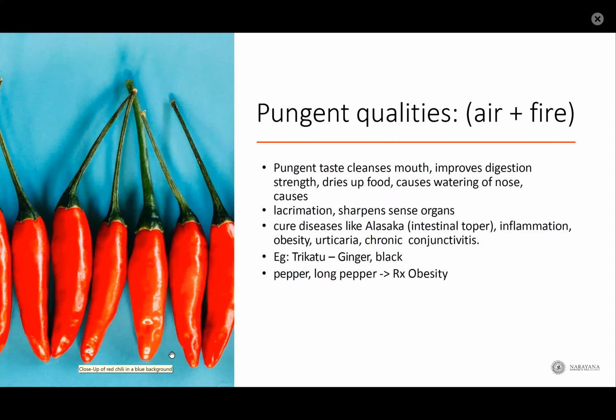Pungent qualities. I'm going to change this. We should say supports disease, not cure, because pungent has lacrimation, meaning our lacrimal glands, our tear glands. Eyes get cleared out. And also onions. Has anybody cut onions? And your eyes feel wonderful later. Anybody who likes to cut onions here?